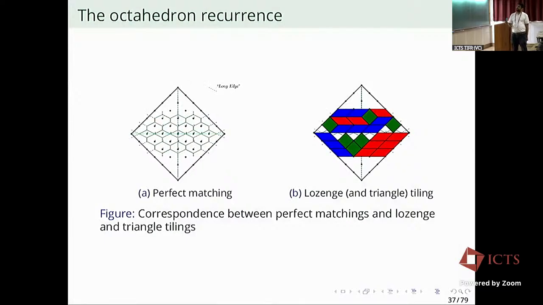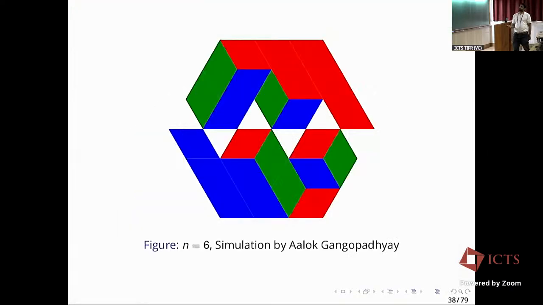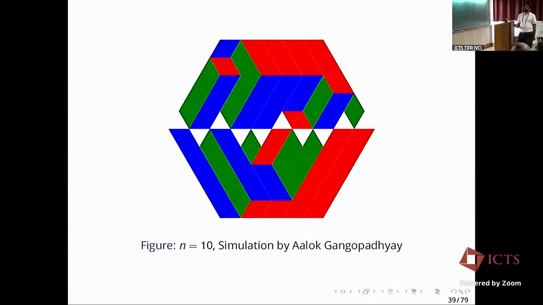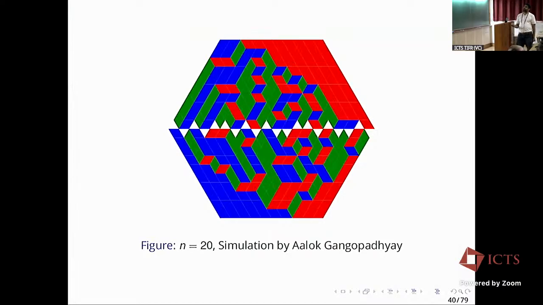Okay, so this is yet another perfect matching. These are actually from another paper of mine with Alok Gangopadhyay. He did these simulations of these random matchings, these maximum weight matchings that you get from these random Gelfand-Tsetlin patterns. This is for n equal to 10, and this is for n equal to 20.